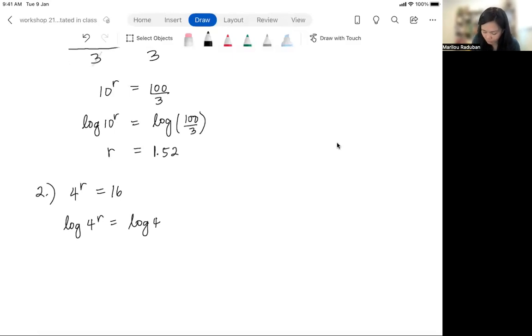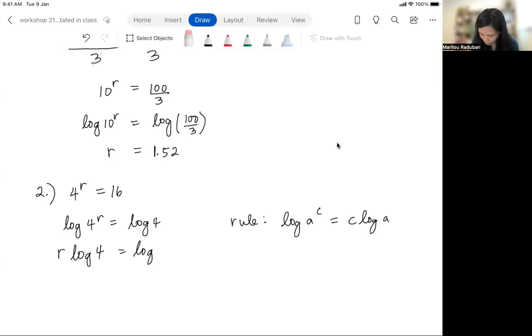Now, in the log, the base is 4. It's not base 10, so you cannot just cancel out the 4 with the log. You now have to use the rule: log of a to the power c is equal to c log a. So this becomes r log 4 is equal to log 16.